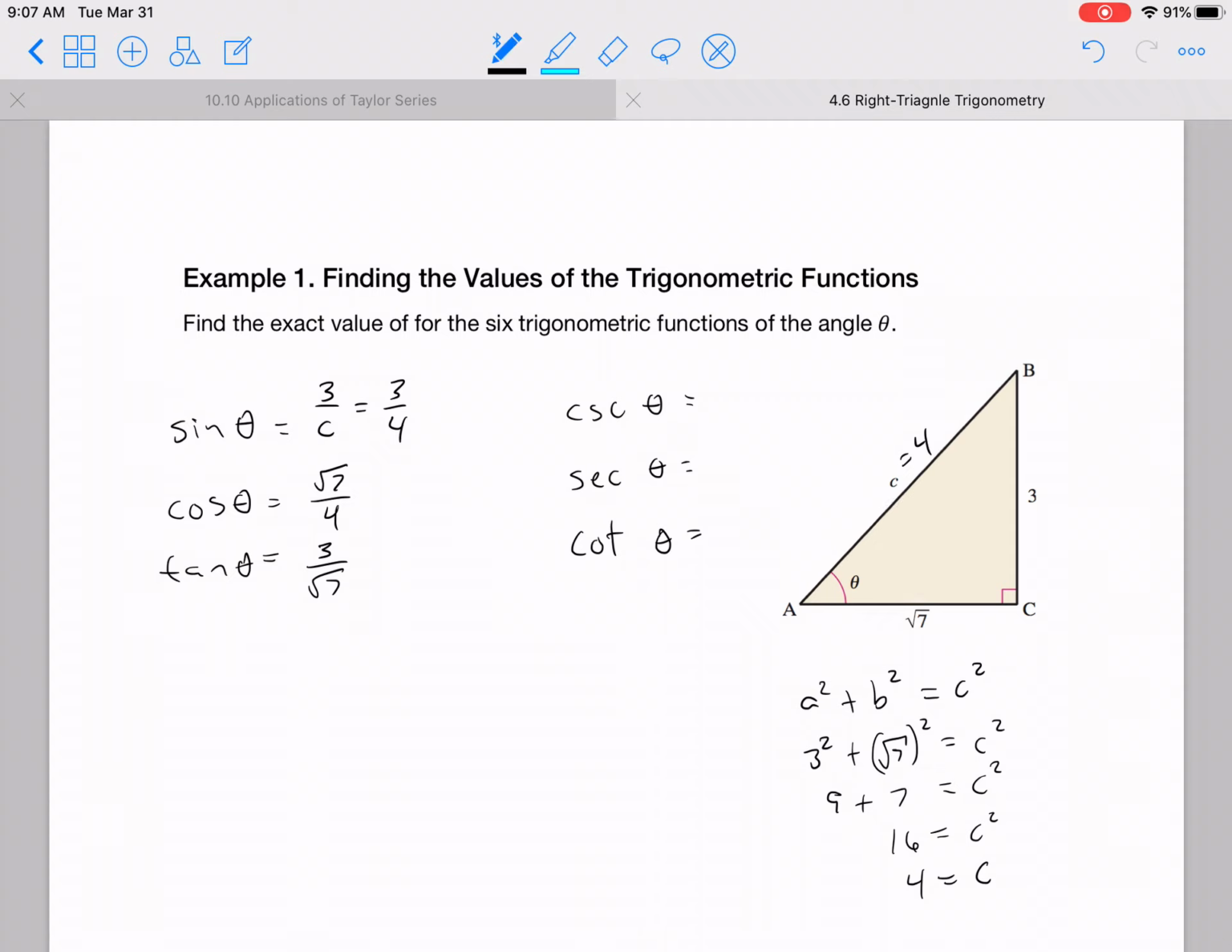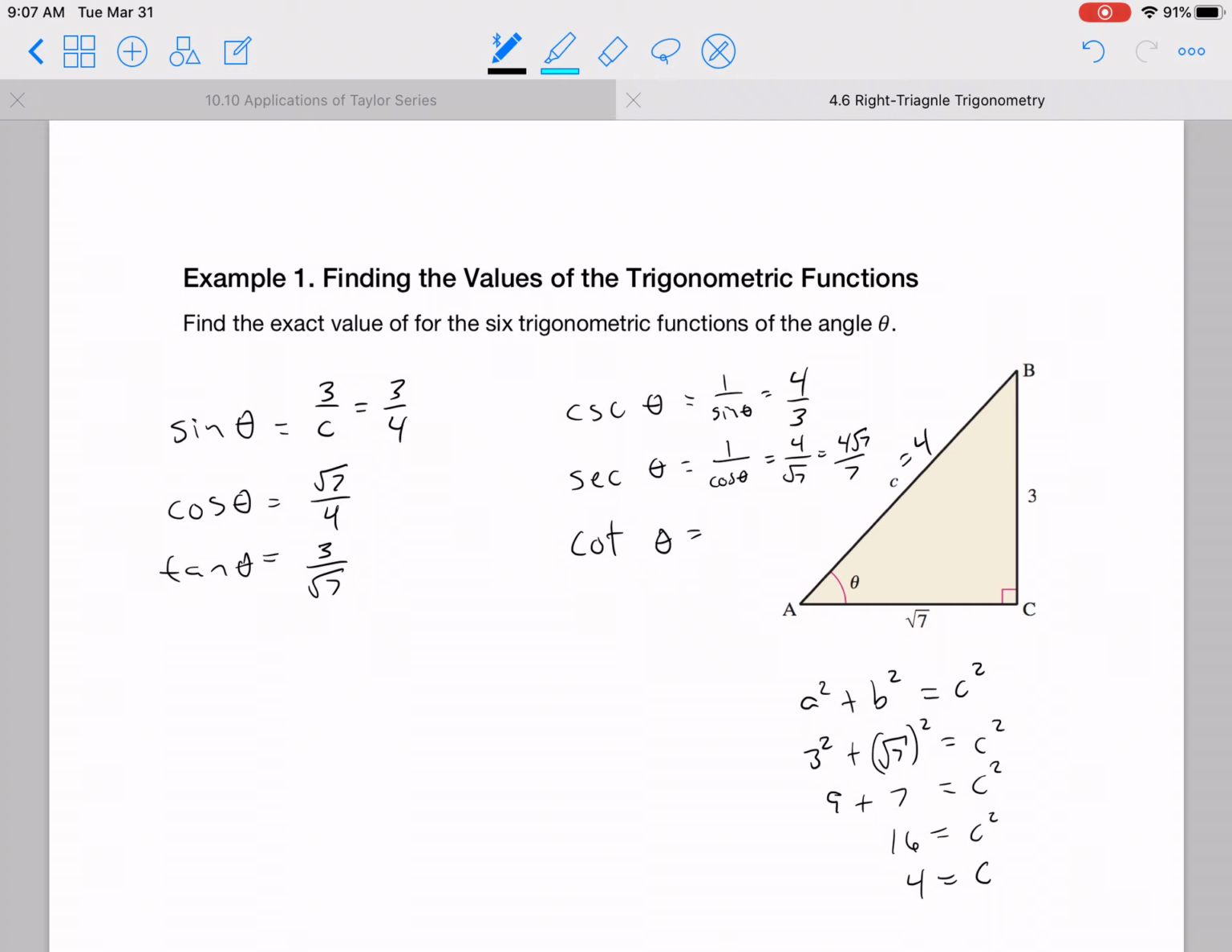And then for the last three, I just have to do reciprocals. So this is 1 over sine of theta, which is 4/3. This is 1 over cosine of theta, which is 4 over the square root of 7, which would be 4 root 7 over 7. We multiply the top and bottom by square root of 7. I didn't write that very well. 4 root 7 over 7. Multiply top and bottom by the square root of 7 to get that.